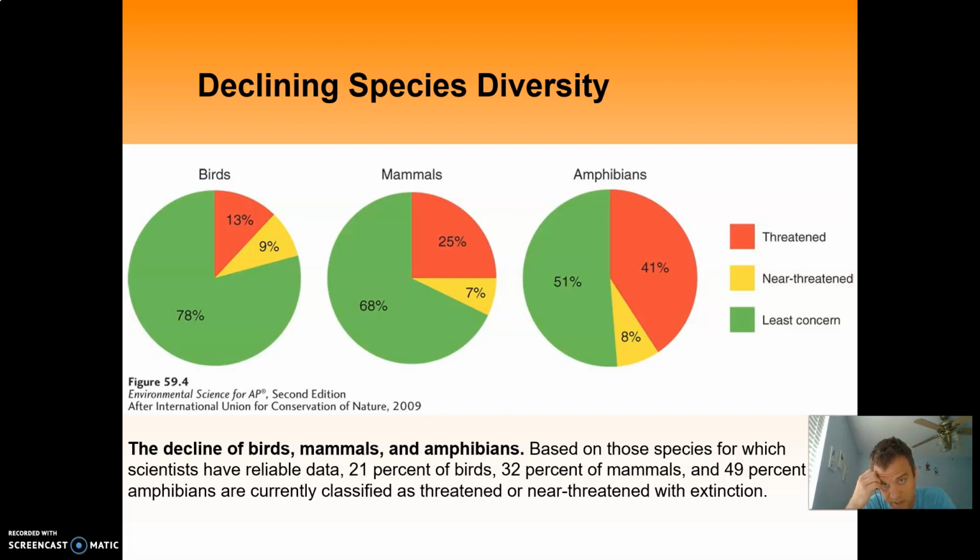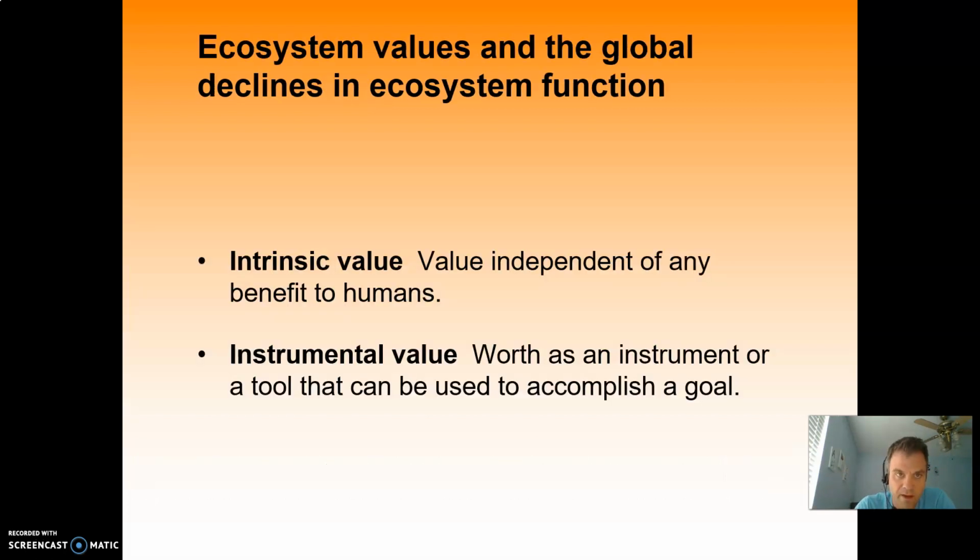With 25% of mammals, 41% of amphibians, and 13% of birds being in the threatened area, this is a big issue globally, because if we lose that genetic diversity of animals and crops and species and domesticated livestock, this could affect humans drastically. So what are the values we get out of ecosystems that we would want to protect this biodiversity? There are two different types of values we look at.